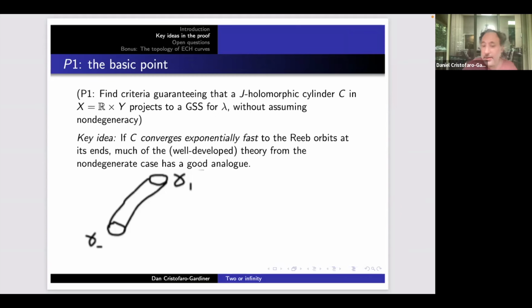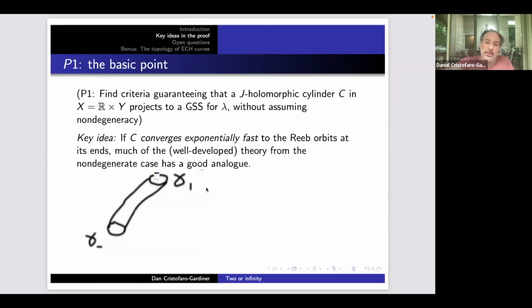maybe known to some kind of super specialist. But anyways, I don't want to assume that the contact form is non-degenerate. Remember that if I did assume it was non-degenerate, I would get a lot of the theory of J holomorphic curves from the non-degenerate case. But what does the idea say? It says that as long as the cylinder converges exponentially fast to the Reeb orbits at its ends, it still works somewhat like in the non-degenerate case. Okay, so I drew a little picture here for you, especially if you're a non-specialist. Here I have a cylinder. Remember, this cylinder is sitting in R cross Y.